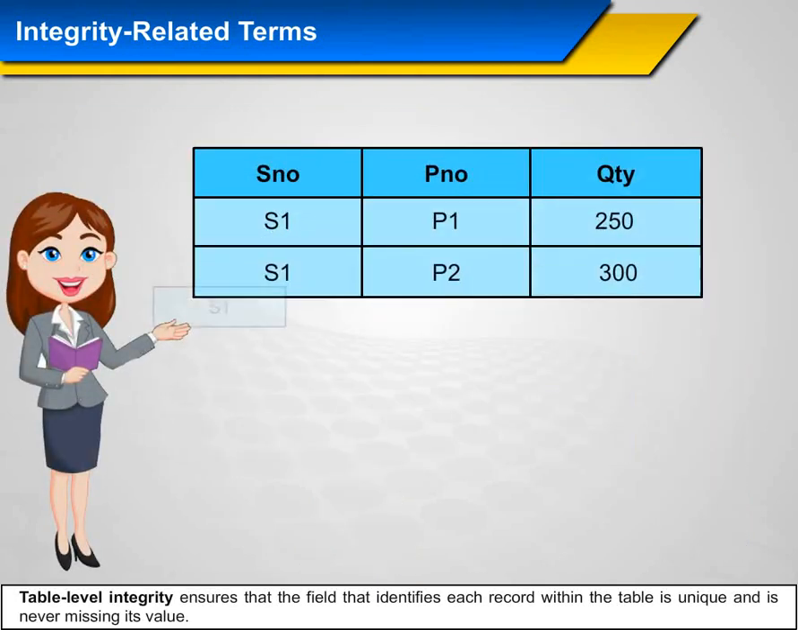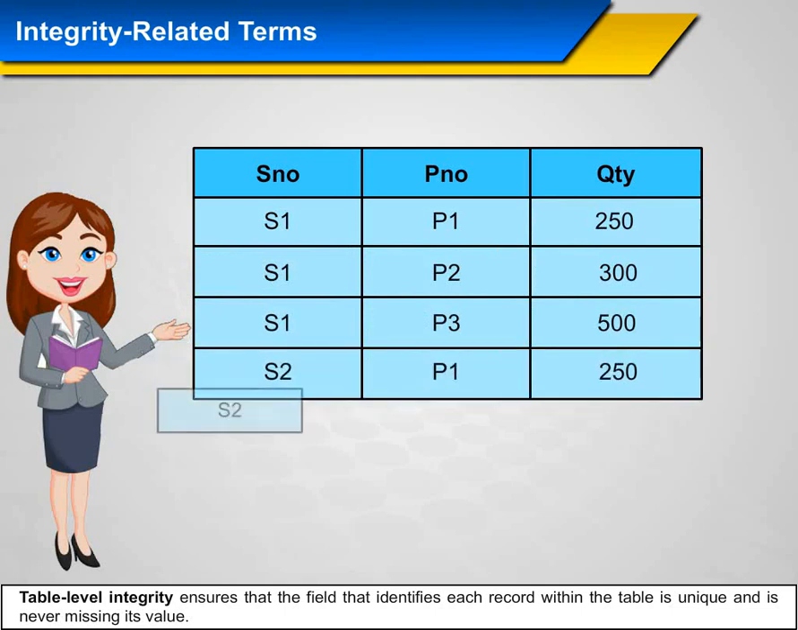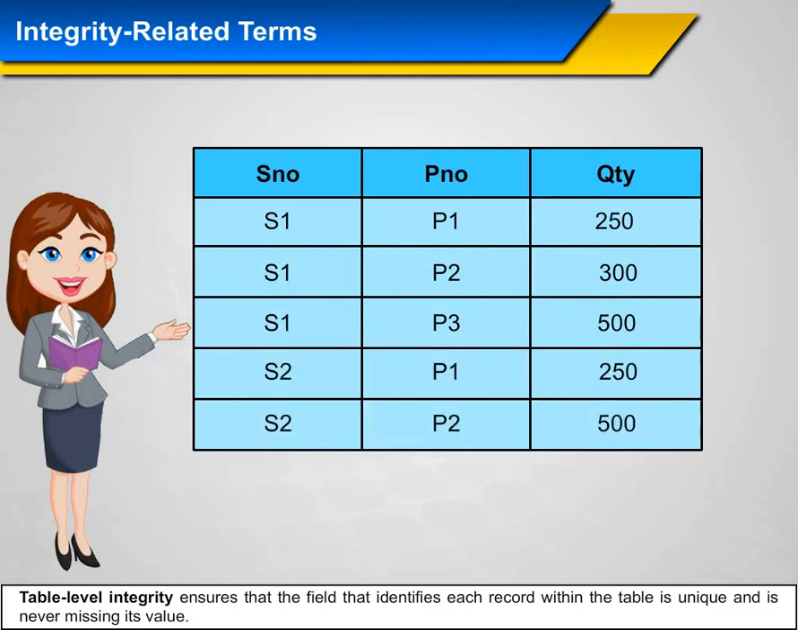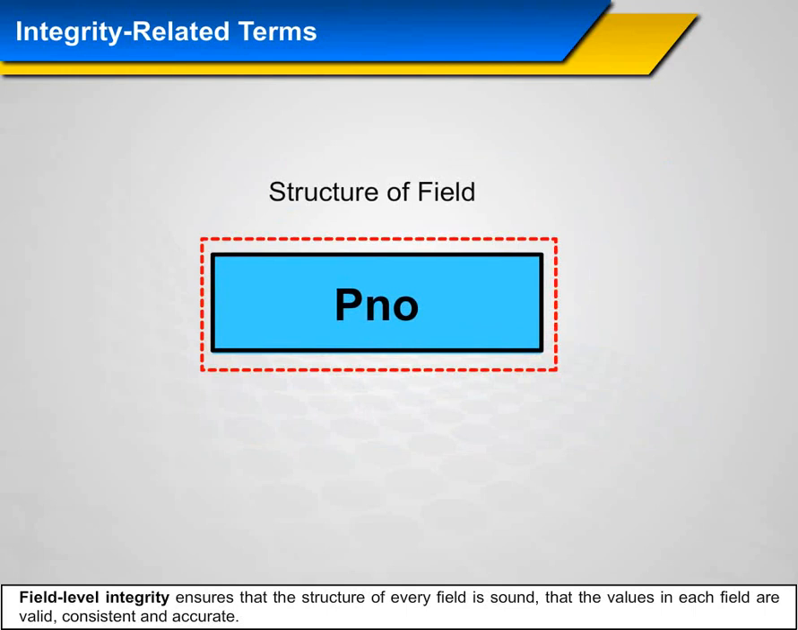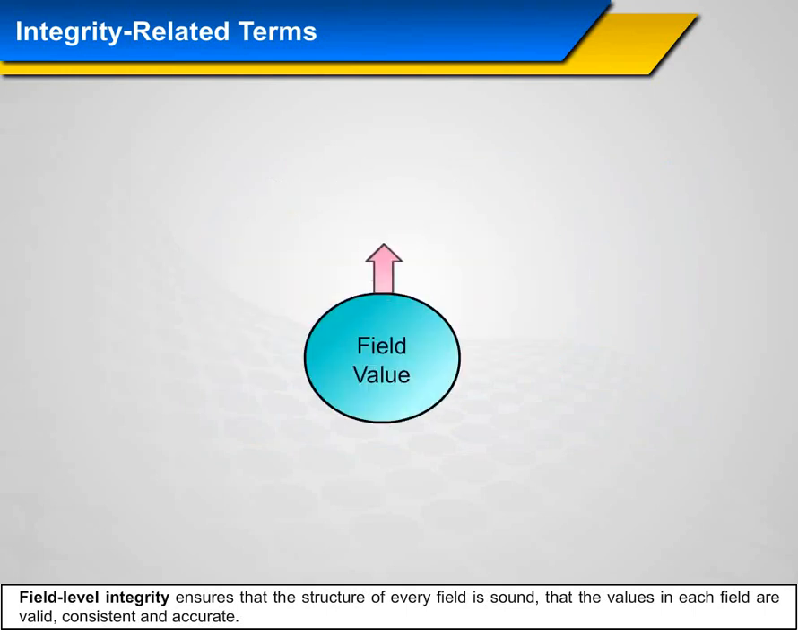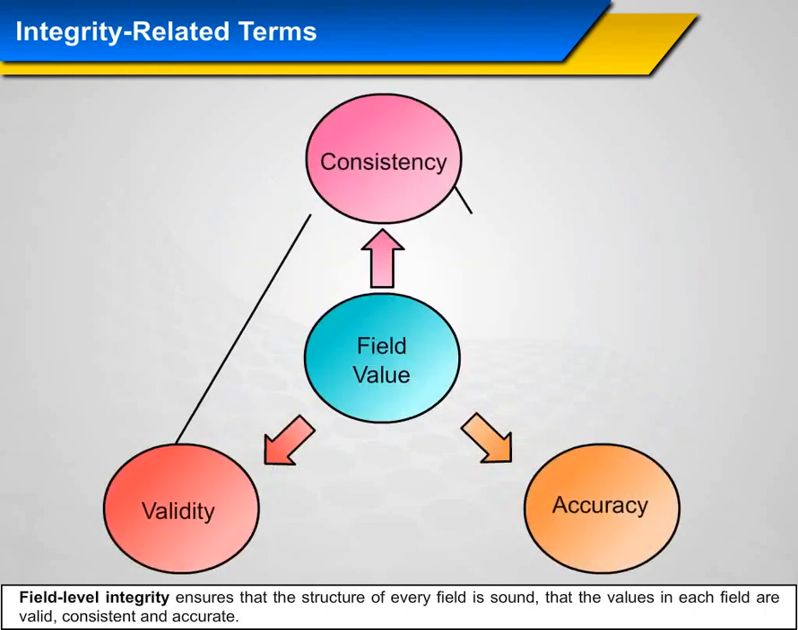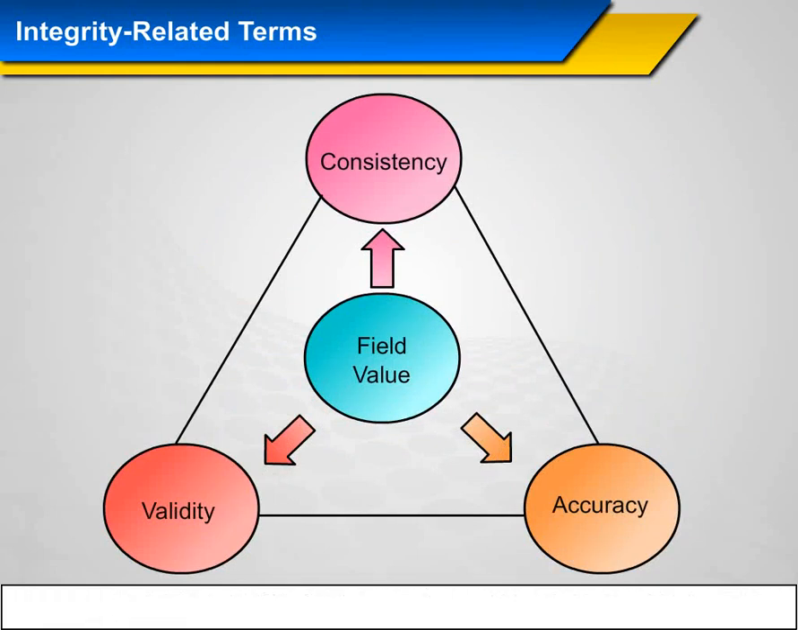Table-level integrity ensures that the field that identifies each record within the table is unique and is never missing its value. Field-level integrity ensures that the structure of every field is sound, and that the values in each field are valid, consistent, and accurate.